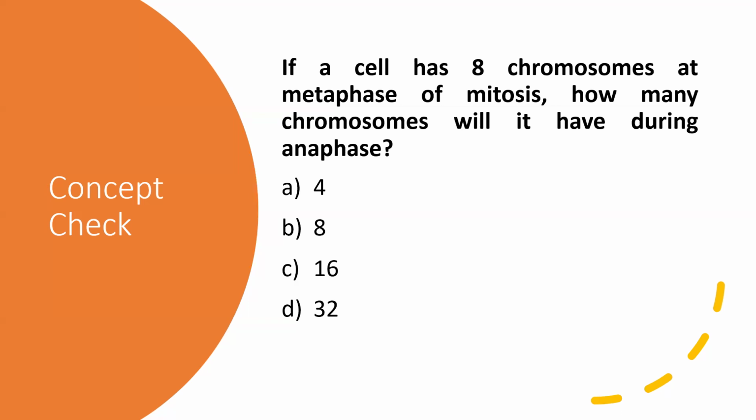If it's metaphase, they are all in the center. They're still stuck together as X's. So that's 8. But then in anaphase, you pull them apart. So then it becomes 16. It's just a matter of counting. The answer is C.